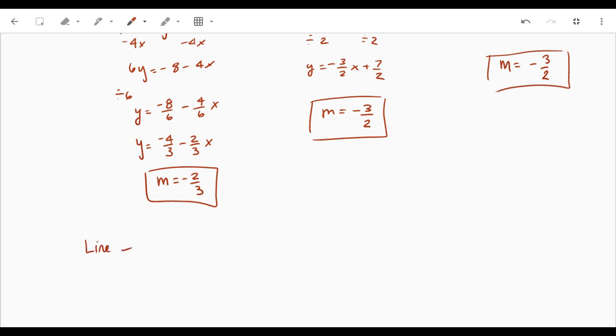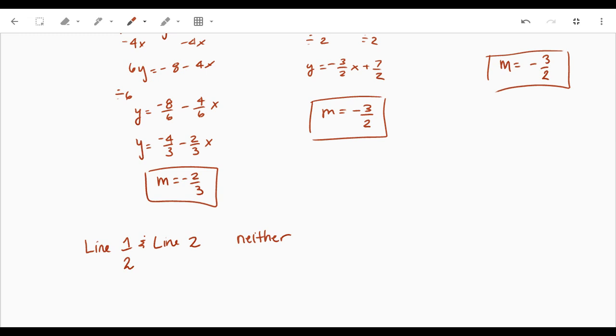Line 1 and line 2. They're not parallel because the slopes aren't the same. They're also not perpendicular. They are reciprocals, but not opposite reciprocals. So they're neither parallel nor perpendicular.